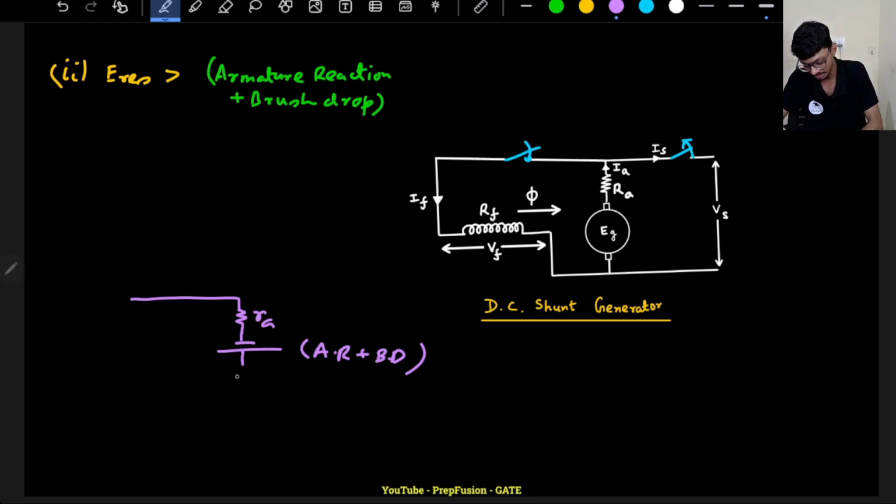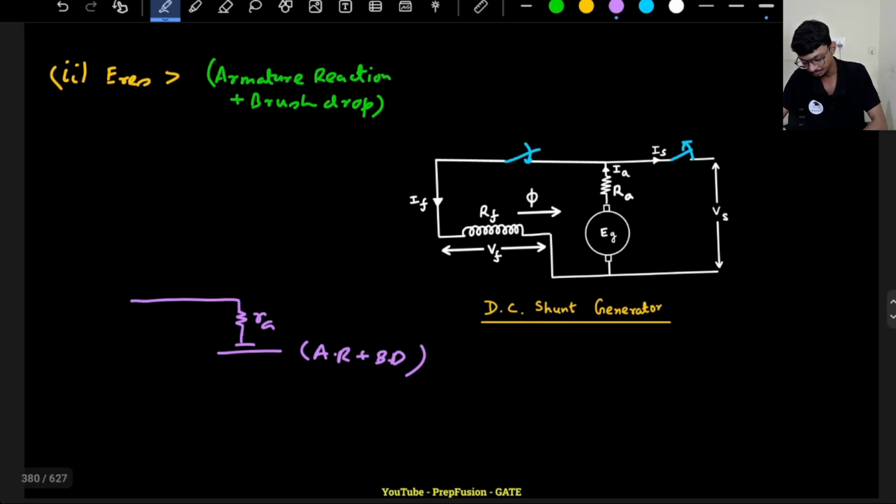There will be the armature reaction, and trust me, no one will explain this to you. Go and search anywhere, just search the open circuit characteristics of shunt generator. No one will explain this; I am giving you the intuition. Everyone will start directly with case 2, voltage buildup. You can look at any lectures on YouTube, any paid course, anywhere. No one will explain what I am explaining to you.